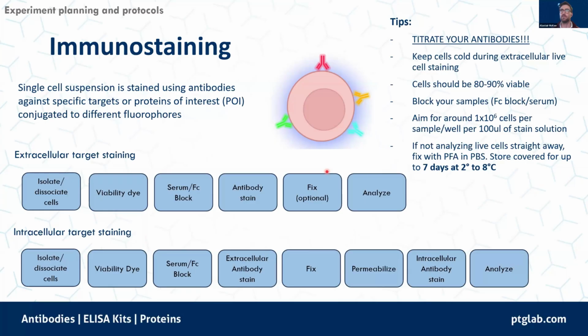I've mentioned keeping your cells cold and the viability you want. Blocking your samples, use either FC block or serum. I'm going to go into some more detail on that in a second. In terms of how many cells typically are stained in a flow experiment per sample, it's usually around 1 million, and that will be in a volume of around 100 microliters of stain solution.